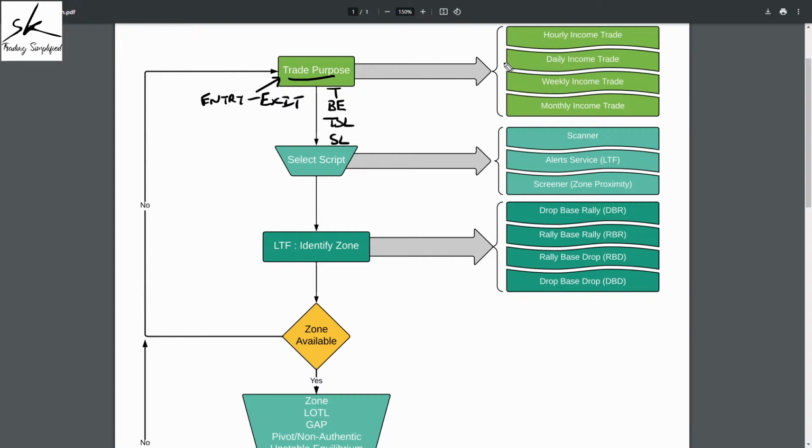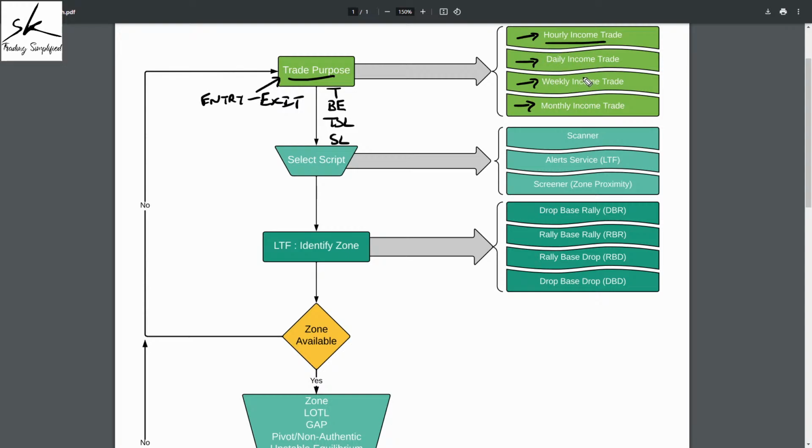To overcome this challenge, we do not start by randomly selecting any time frame. We start by first defining our trade purpose, because logically, the longer I want to be in a trade, the bigger the time frame I should be using for my analysis. Similarly, the smaller I want the duration of the trade, the smaller the time frame I should be using. So I have divided these trades into four different purposes. We call them hourly income, daily income, weekly income, and monthly income.